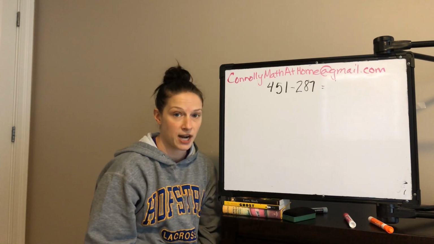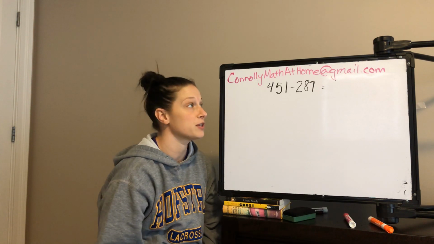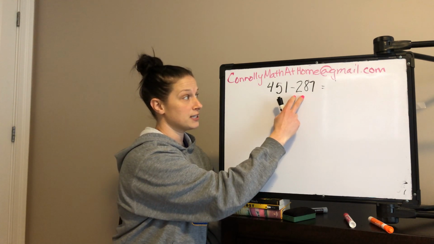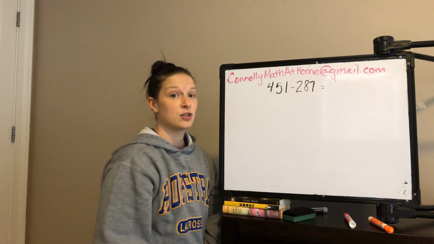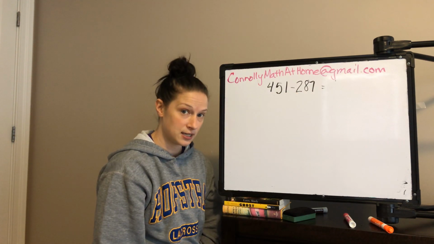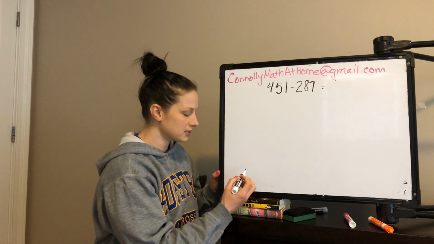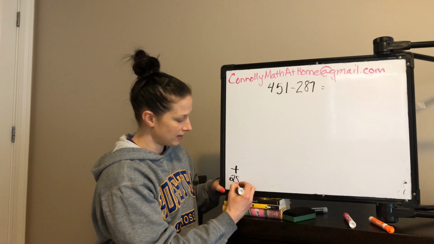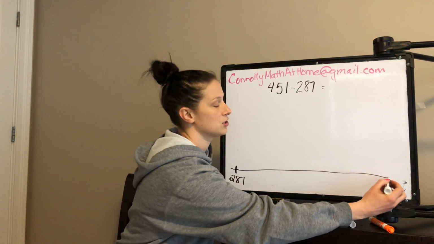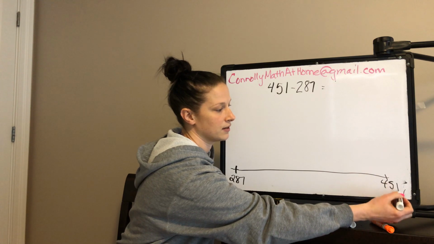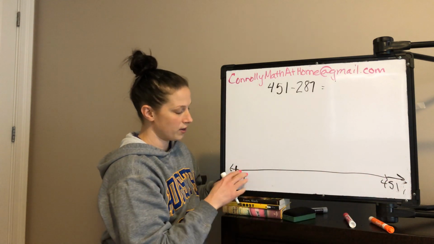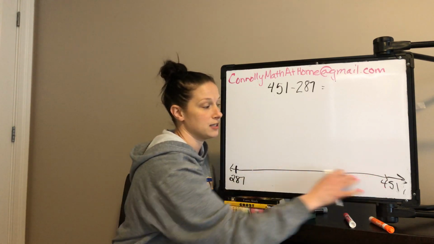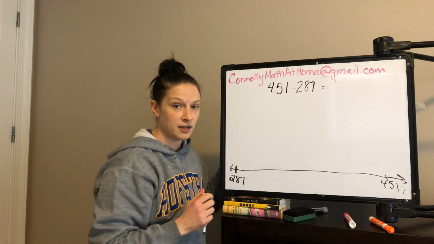When we think about subtraction, we're trying to find the difference between two numbers. So we're trying to find the distance between 287 and 451. When we think about the distance between these two numbers, we're thinking about how far it is from 287 to 451. If I counted by ones, which we're never going to do, I would find the difference between these two numbers.